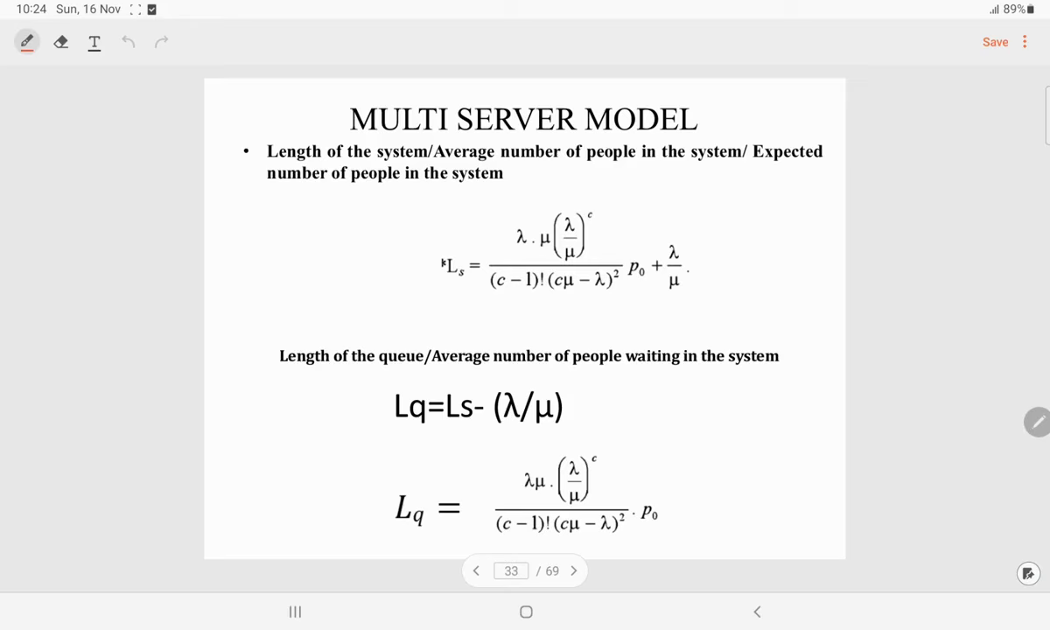Now looking at the parameters, the first one is the length of the system, that is the average or expected number of people in the system, given by LS, which is equal to the formula lambda into mu into (lambda by mu) raised to c, where c is the number of servers, divided by c minus 1 factorial into (c mu minus lambda) square, into P0, plus lambda by mu. So this is the equation for LS. If you study at least the P0 equation and the LS equation, we can determine all the remaining parameters. I will show you how.